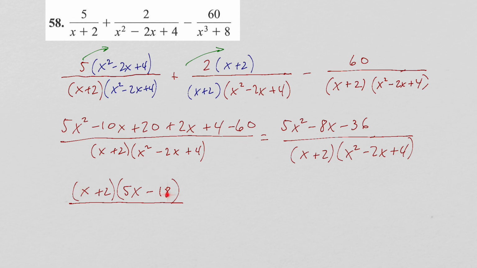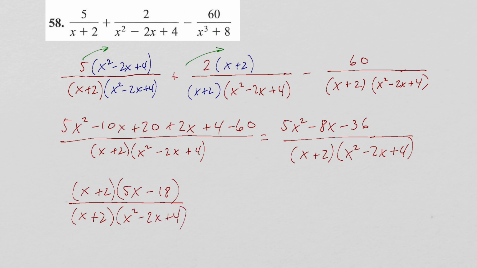The outer gives me negative 18. The inner gives me a positive 10. Negative 18x and positive 10x really do add up to negative 8x. So this works. Now the bottom is x plus 2 and x squared minus 2x plus 4.